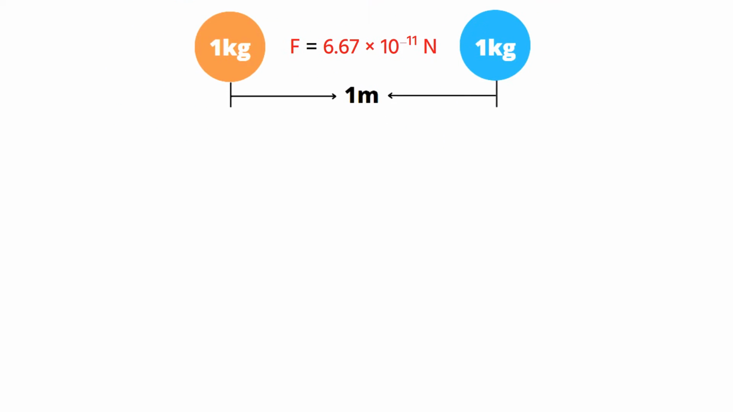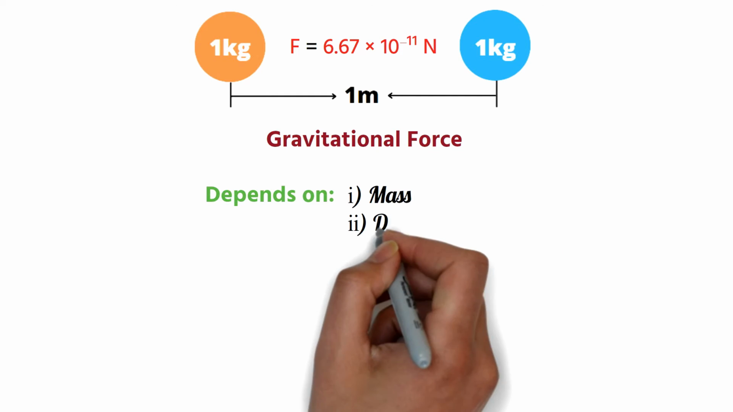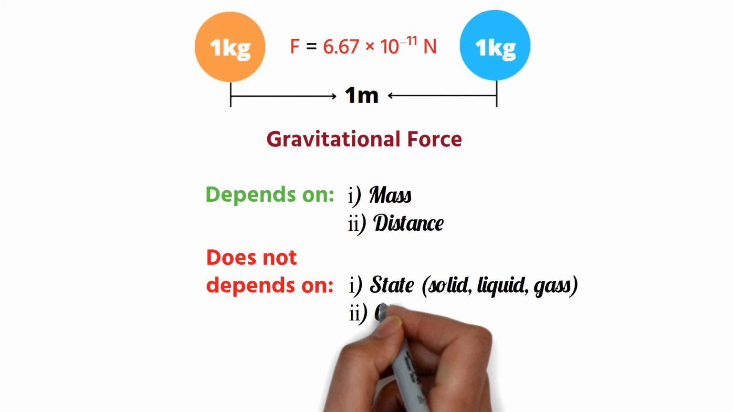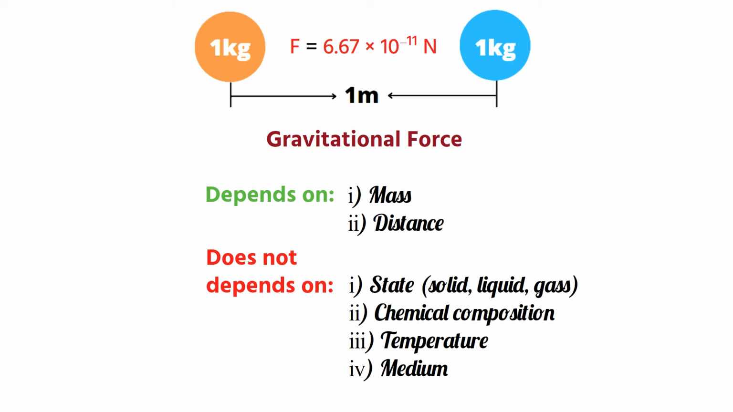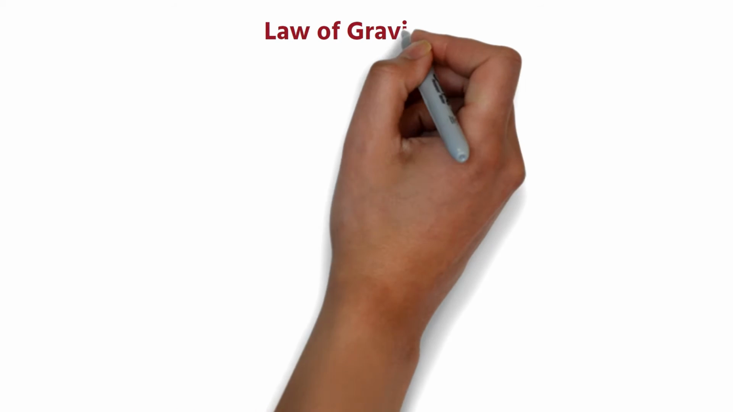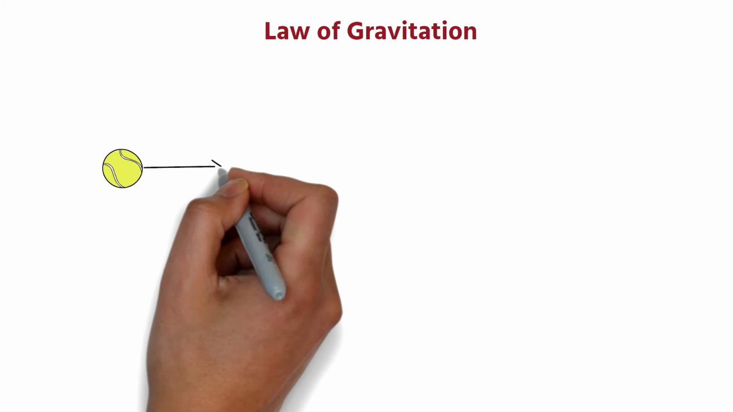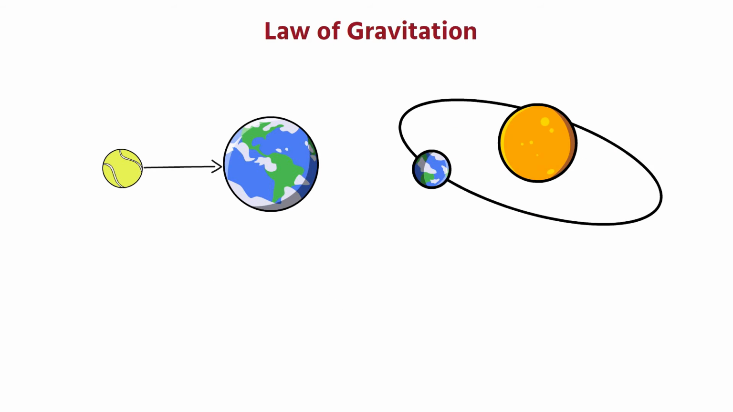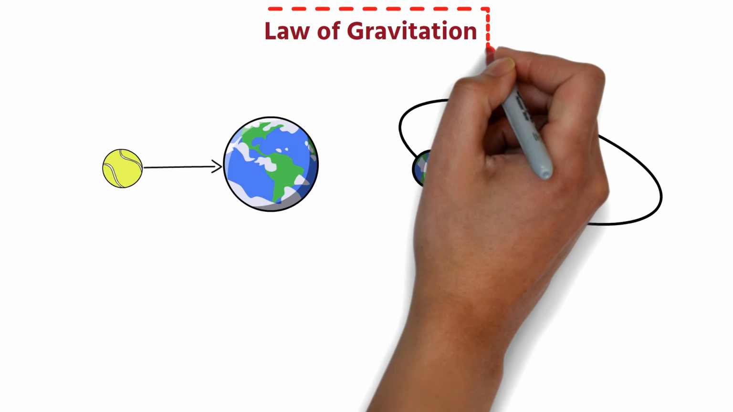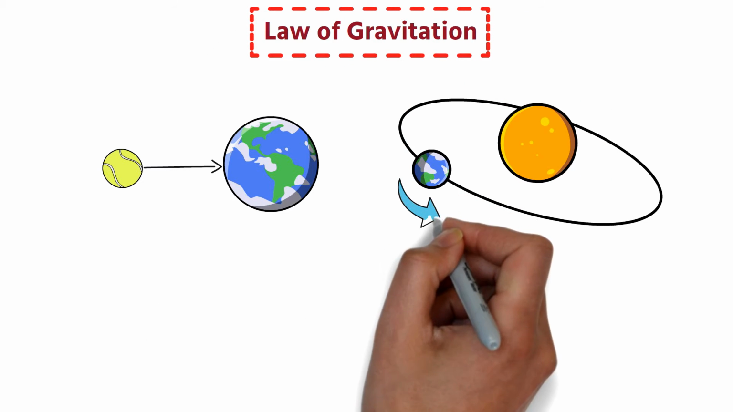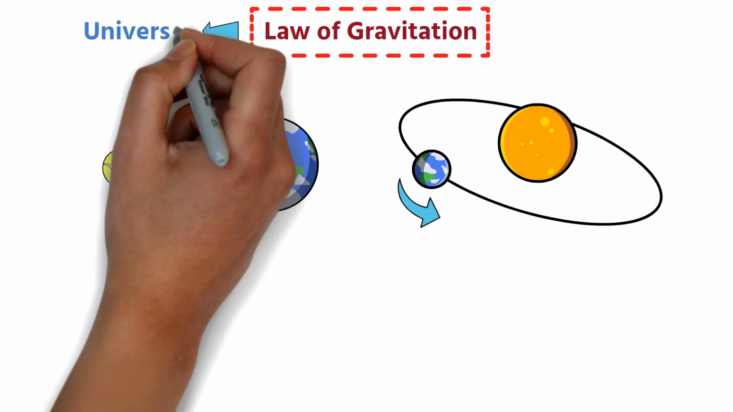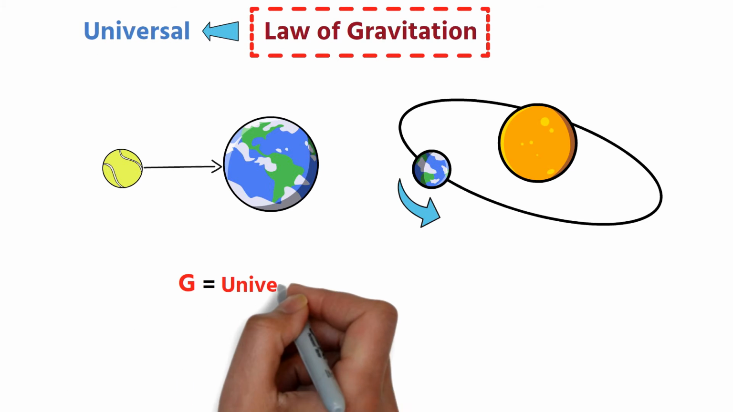According to Newton's law of gravitation, the force of attraction between two objects depends only on their masses and their distance. This force of attraction does not depend on the state of the objects, chemical composition, temperature, the medium between them, etc. The law of gravitation applies equally to the small distances between earthly bodies, and very large distances such as the distances between planets and stars. With the help of this law, it is possible to clearly explain the motion of the planets around the Sun. For these reasons, the law of gravitation is considered to be universal, and the gravitational constant is called the universal gravitational constant.